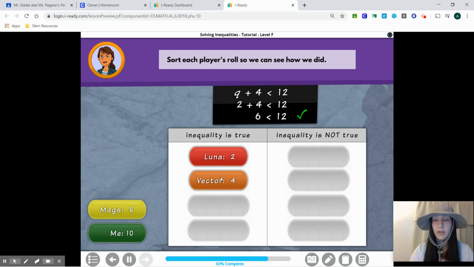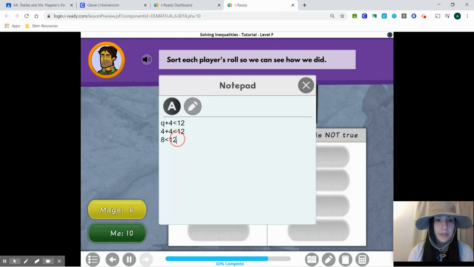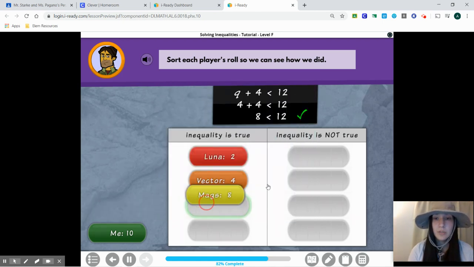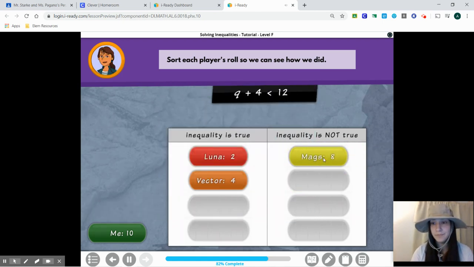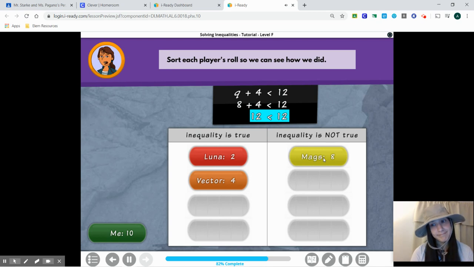8 is less than 12. True. All right, next we're going to do Mags. So Mags is 8. So 8 plus 4 less than 12. Now, we know that 8 plus 4 is 12. So we have to think to ourselves, is 12 less than 12? No. So that's not true. So Mags is not true. 12 is not less than 12. It is exactly equal. This is not true.